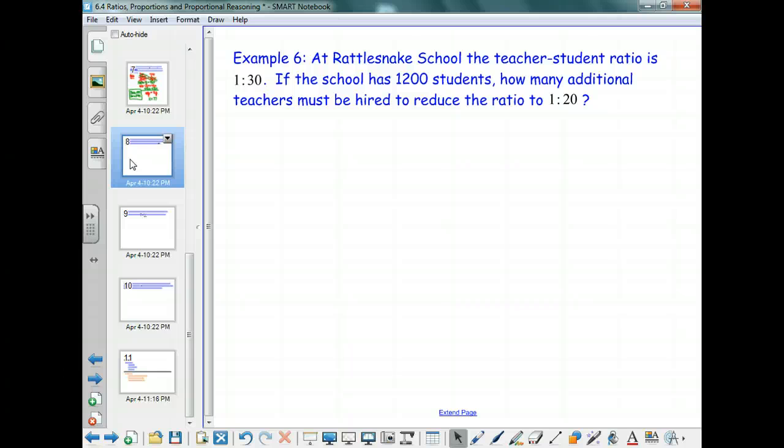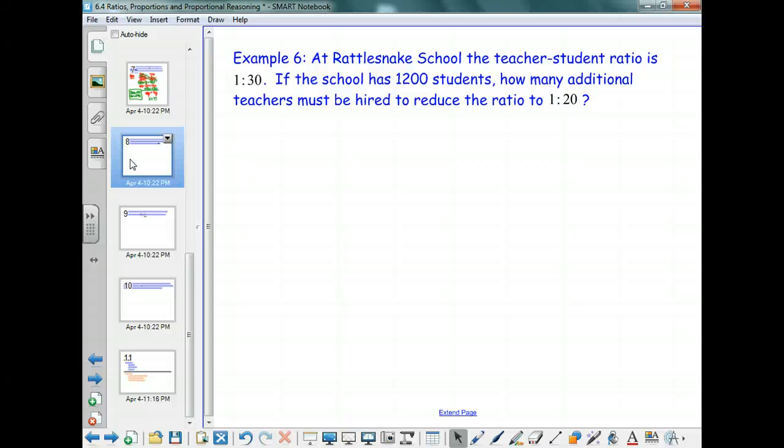At Rattlesnake School, the teacher-student ratio is 1 to 30. If the school has 1,200 students, how many additional teachers must be hired to reduce the ratio to 1 to 20? Okay, so this is actually a two-step process.